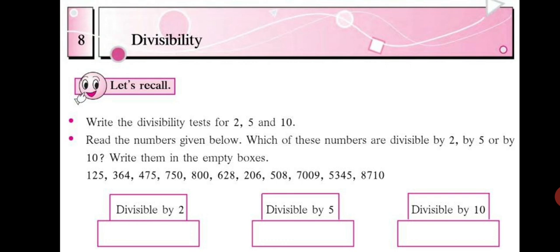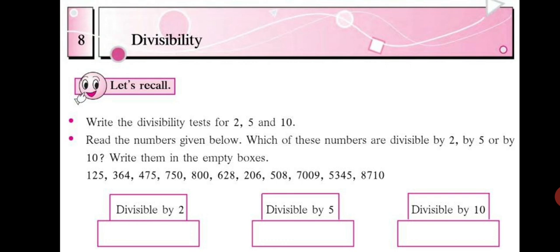If 0 is there in the units place of a given number, then that particular number is said to be divisible by 10. So you already know about the divisibility test for 2, 5 and 10. Now read the numbers given below. Which of these numbers are divisible by 2, by 5 or by 10? Write them in the empty boxes.